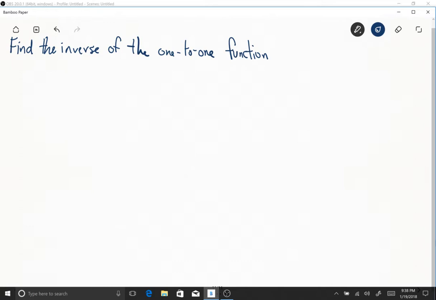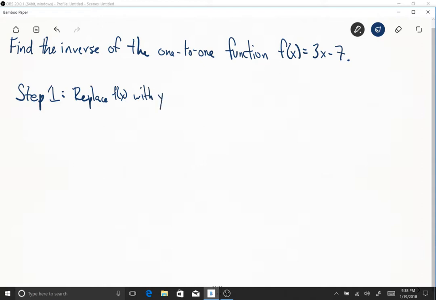Okay, so we'll start off easy. We'll go 3x minus 7. In order to find the inverse, you have a series of steps. I might use a different series of steps than what your book uses, but if it ain't broke, don't fix it. There are other methods to find the inverse, but the first thing I do, this is the easy step, is replace f of x with y. So it goes y equals 3x minus 7.